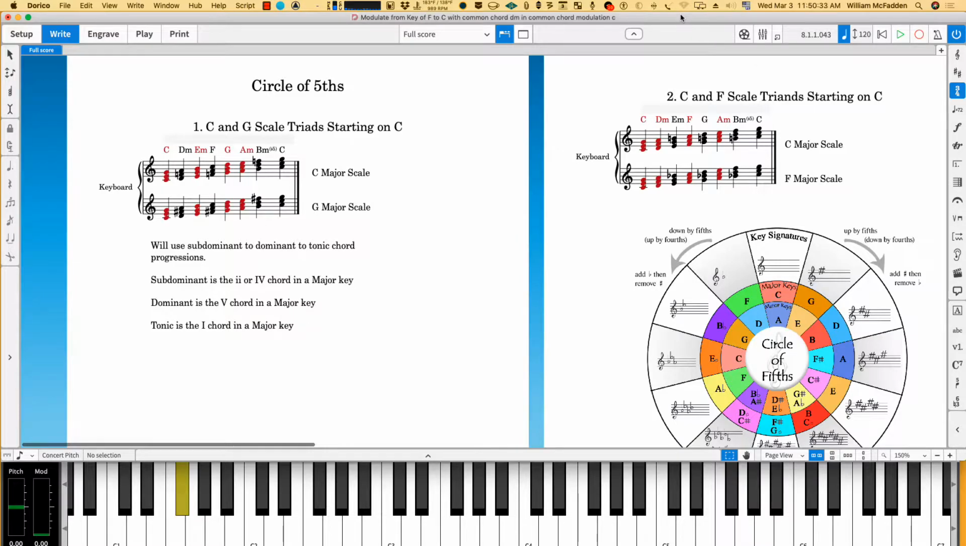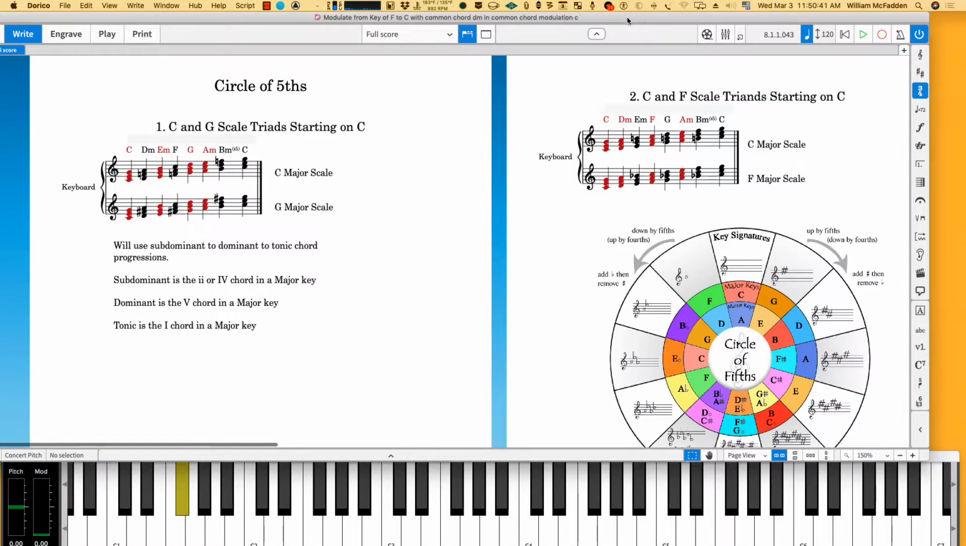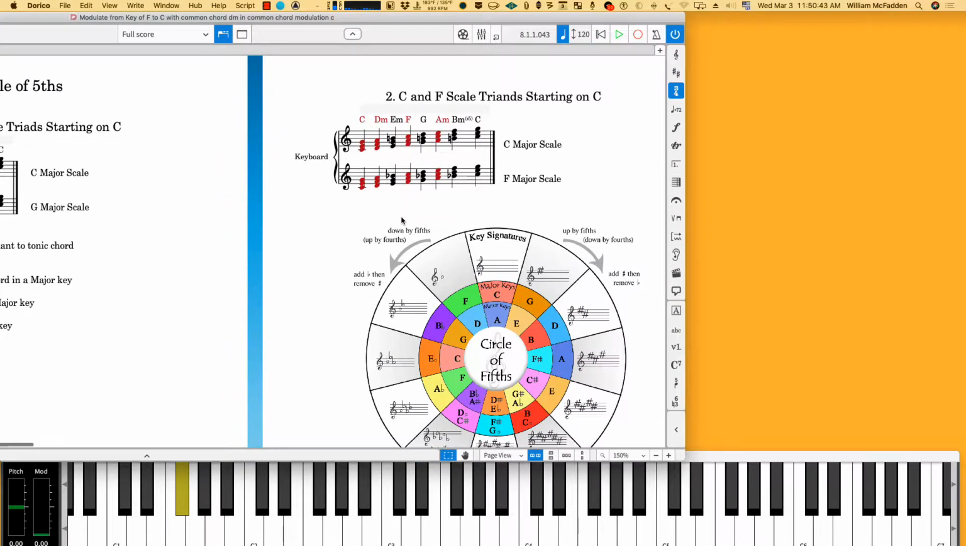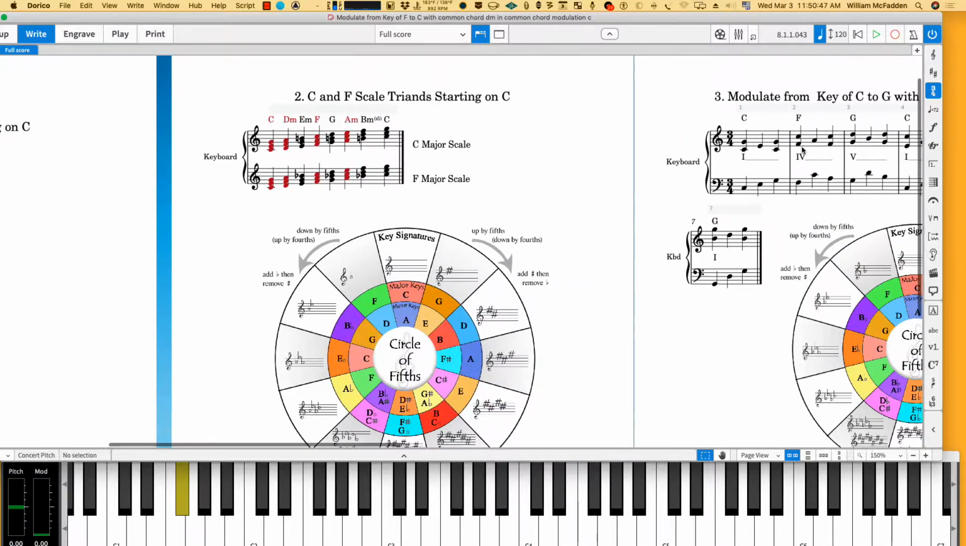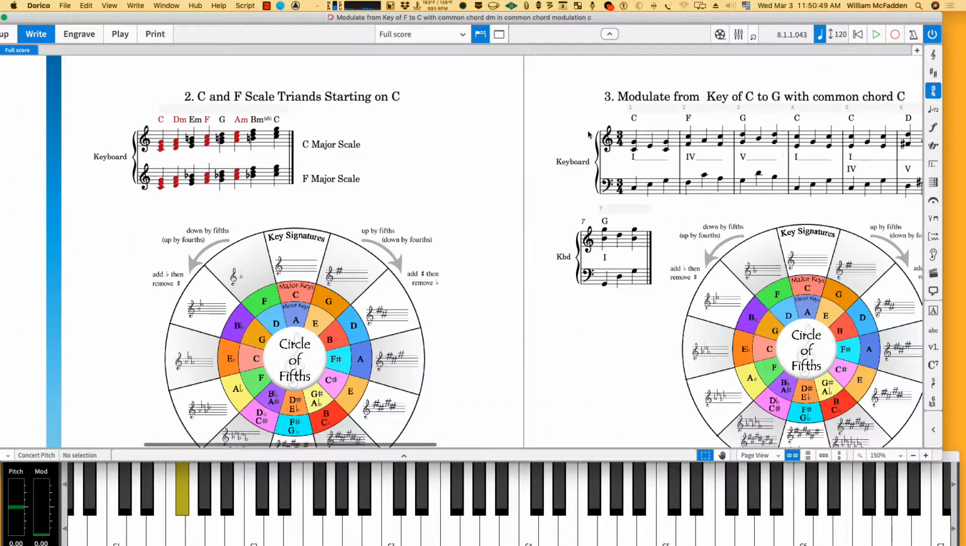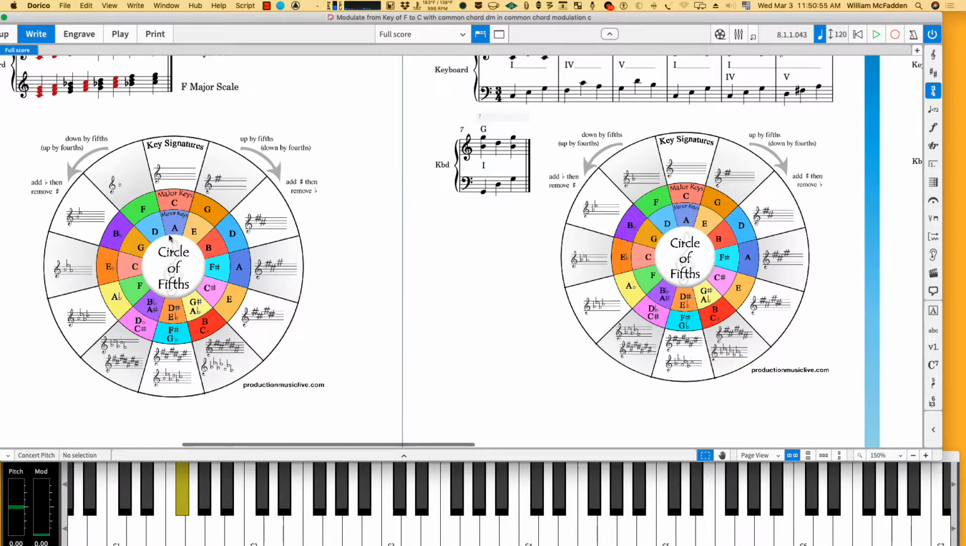So let's take a look at our first example of modulating from the key of C to the key of G, and we'll be using this little example right here. And notice in the circle of fifths that C and G are just 1 sharp away. So they're closely related keys.